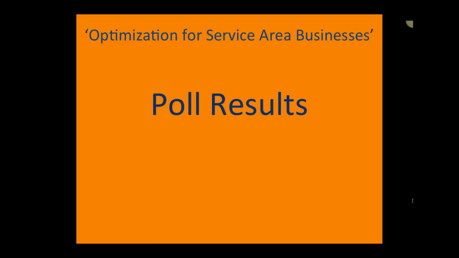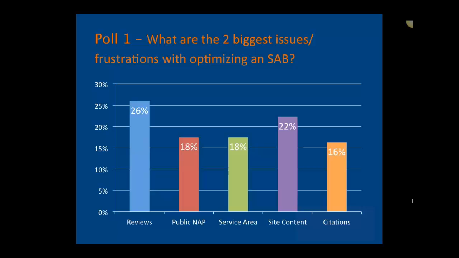Okay, quick poll results for those of us who've hung on. Thank you, guys. First question was, what are the two biggest issues or frustrations you have in optimizing an SAB? Obviously, reviews was the one that came out on top. Then it was site content and generating enough site content. Then it was about setting service area on the map. And citations appeared not to be too much of a concern, but definitely getting that review strategy or generating enough reviews or engaging a business to generate reviews came out top there.